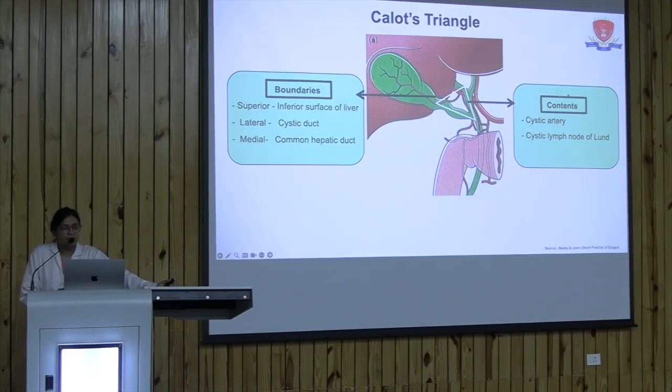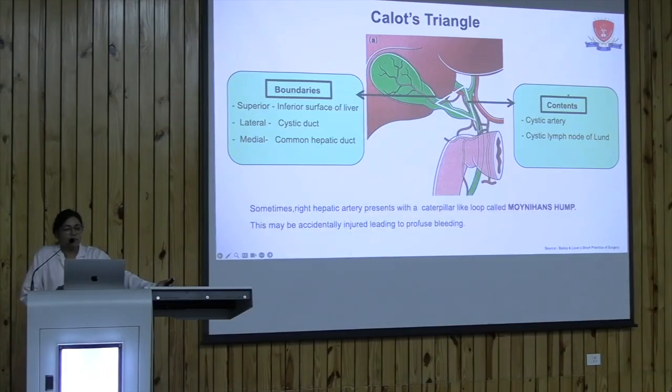Now, sometimes an important anatomical variation seen is Moynihan's hump, where the right hepatic artery forms a caterpillar-like loop. If it's not recognized by the surgeon, it may accidentally be injured, leading to profuse bleeding.